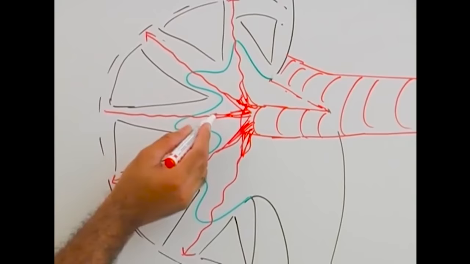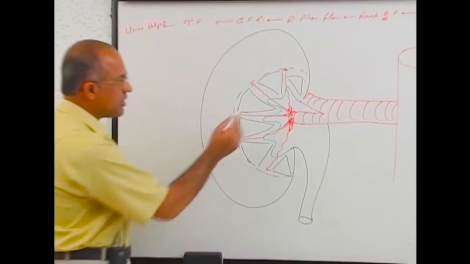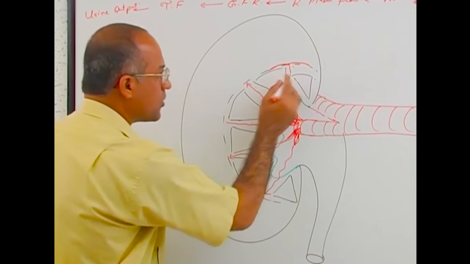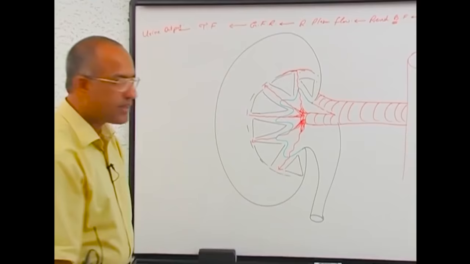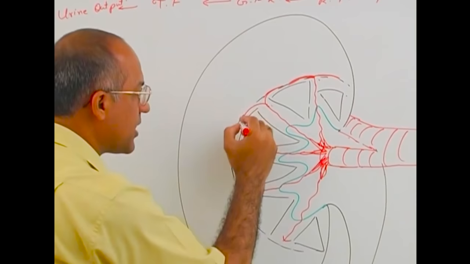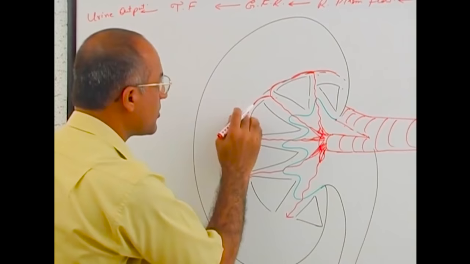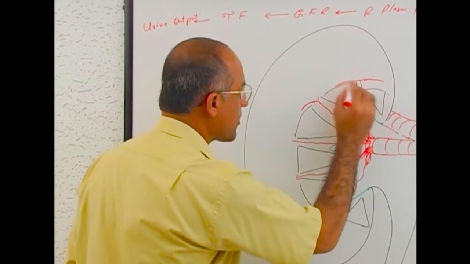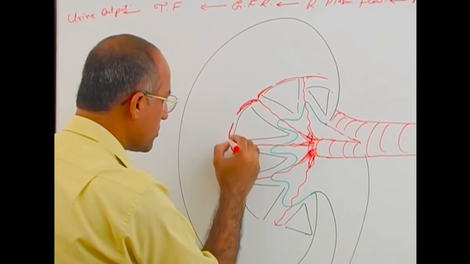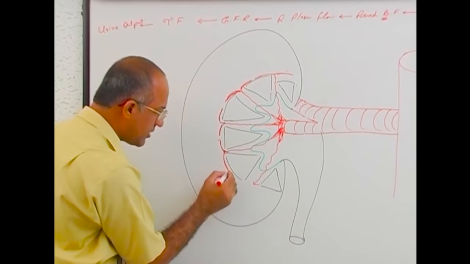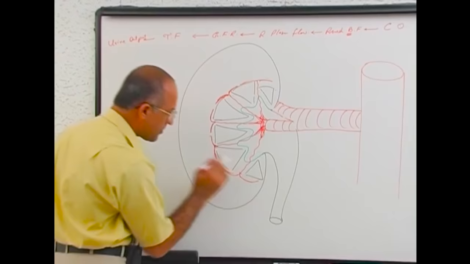Now, let's suppose when interlobar branches reach the junction of cortex and medulla, they divide into these branches which are arcing over the medulla and cortex junction. These arcing branches are called arcuate branches. In the same way, this will also lead to, what is this branch? Arcuate. Here it has gone to arcuate, and this will also go to arcuate arteries. What are these? Arcuate branches. You can repeat it with me, no problem.